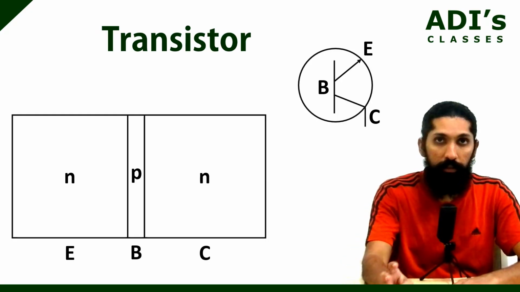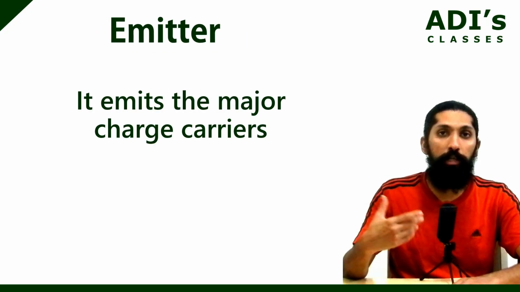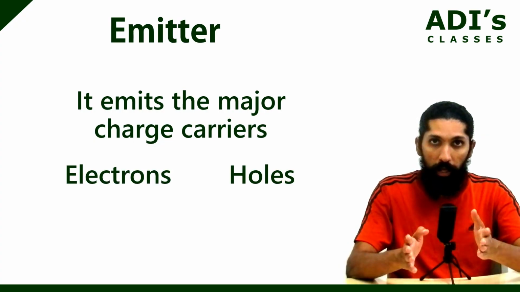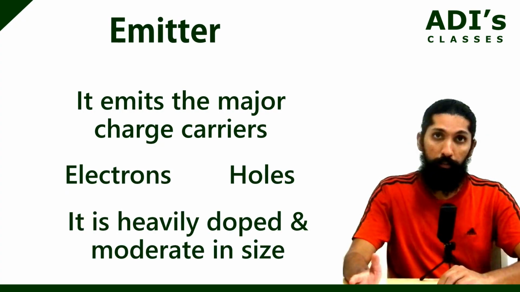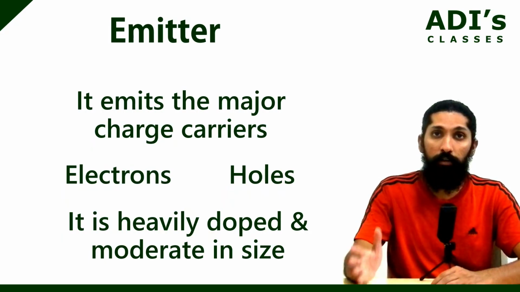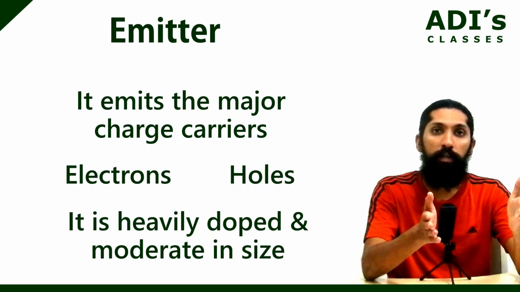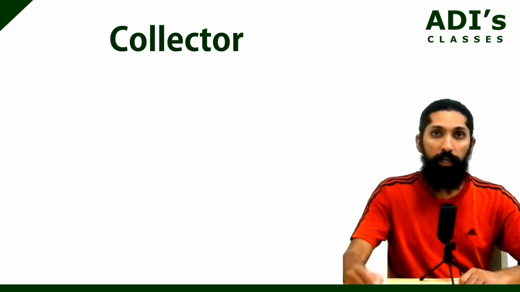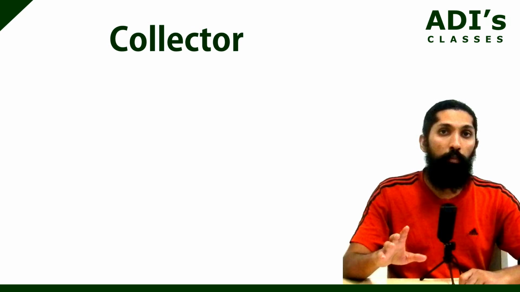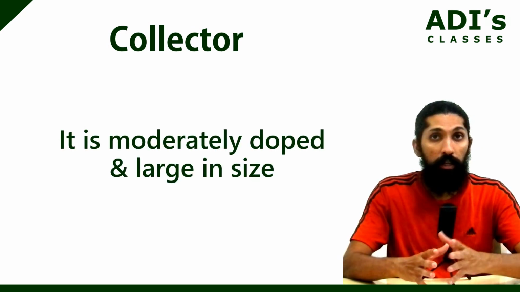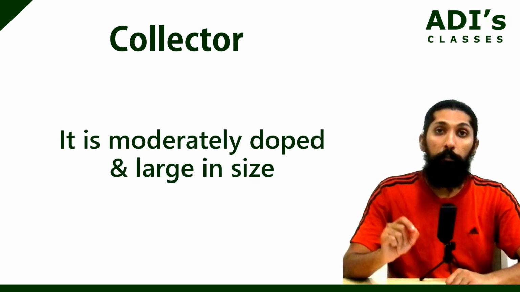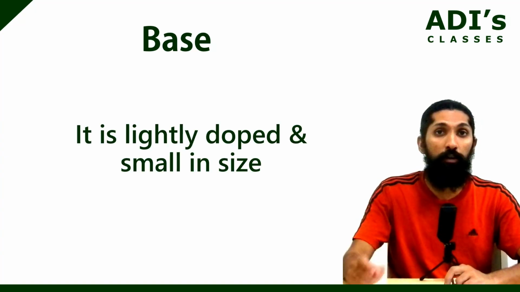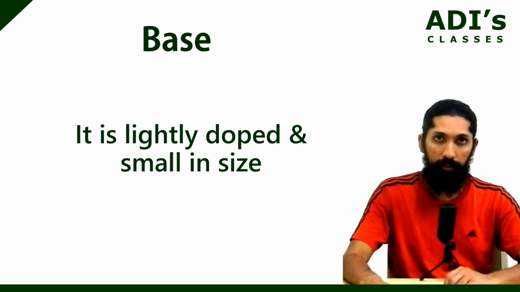Emitter is the one which emits the majority charge carriers. It could be electrons or holes. So, emitter is highly doped. Emitter is heavily doped and it is of moderate size. Now, the next one is the collector. Collector is moderately doped, but it has the largest size. Base is lightly doped and it is the thinnest of all the three. And it's actually very, very thin.